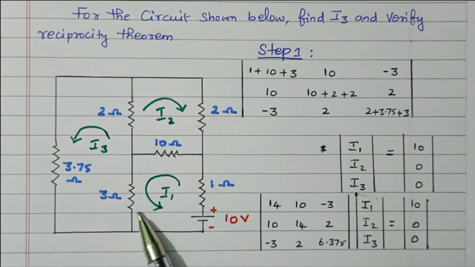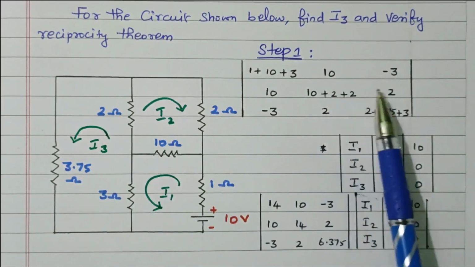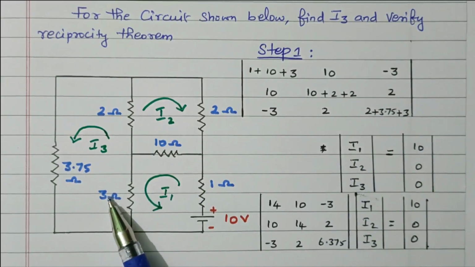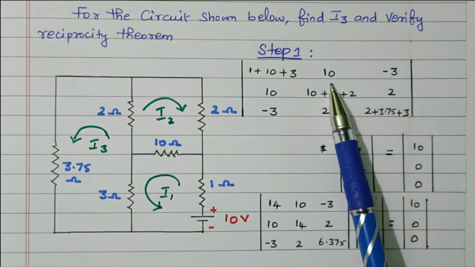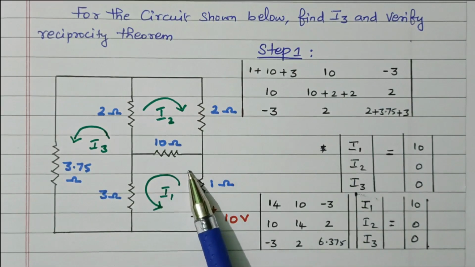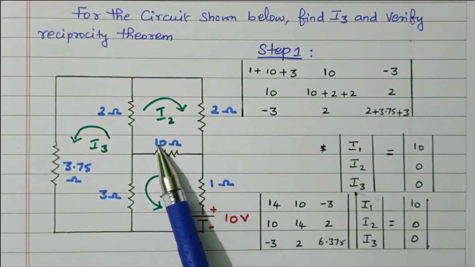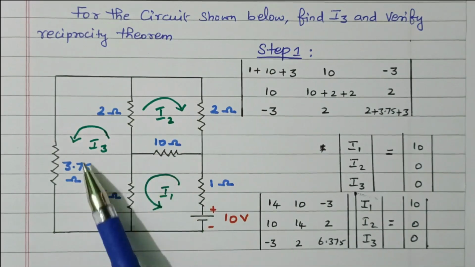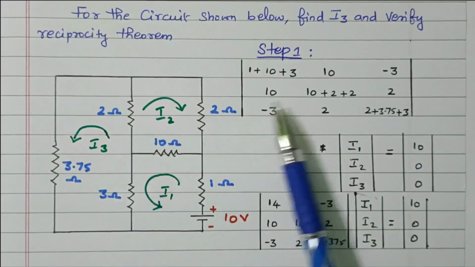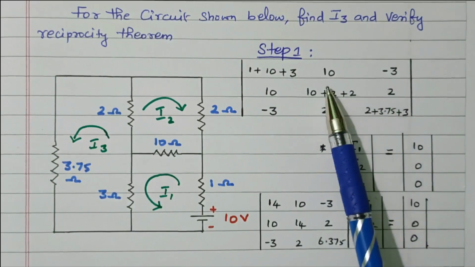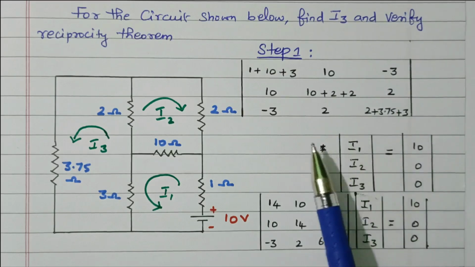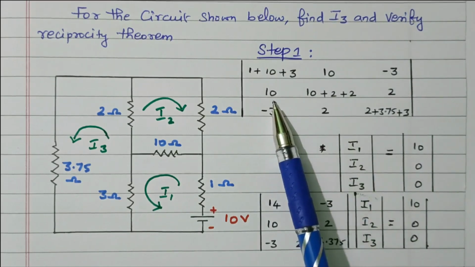Based on the current direction, it is given plus 10 or minus 10, right? If both the currents are flowing in the same direction, then it is positive. Opposite direction means negative. See, this current is flowing in this direction, this is also flowing in the same direction, so plus 10. Here, this current is flowing downward, this current is flowing upward, so that is minus 3, right? Same direction is positive, opposite direction means negative, right?